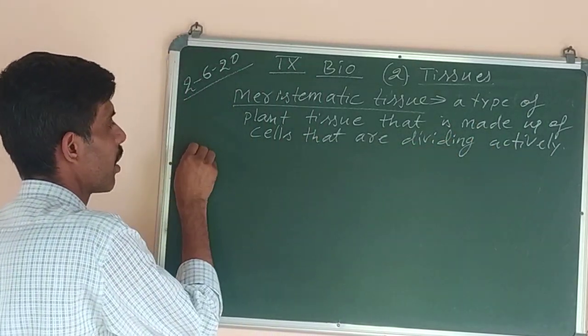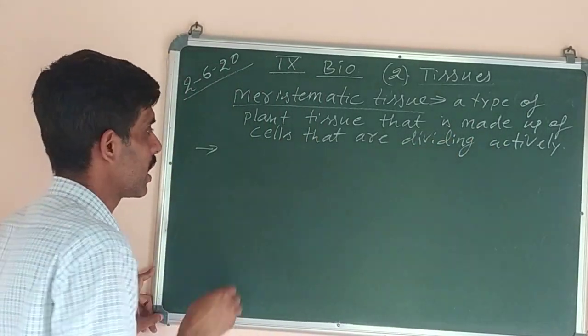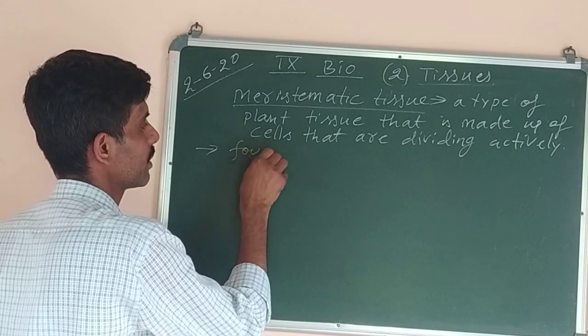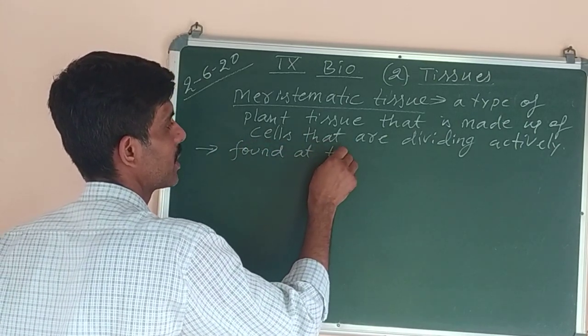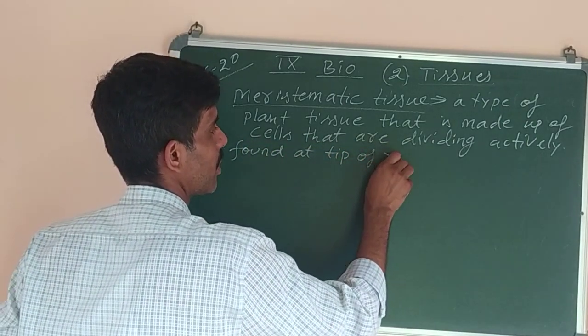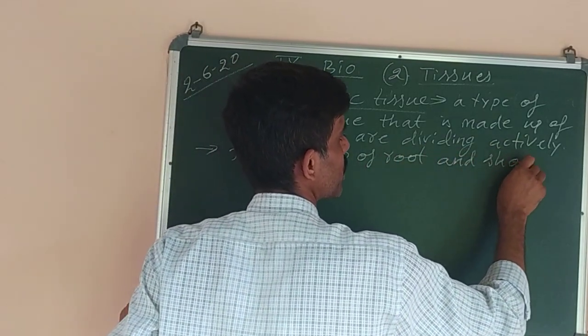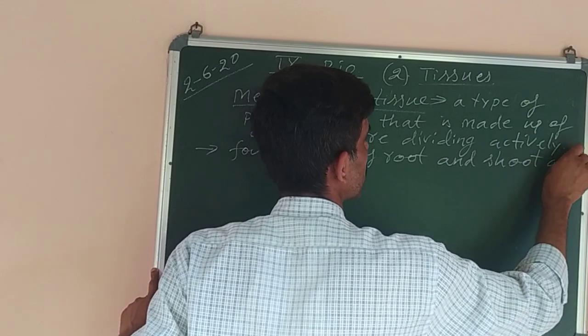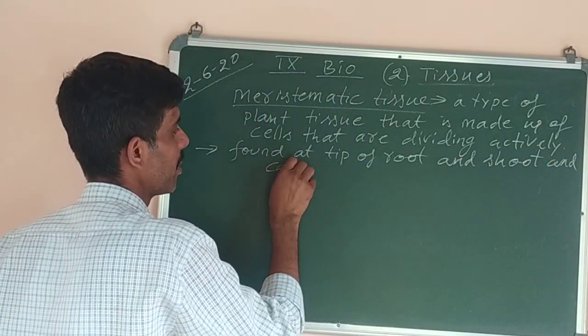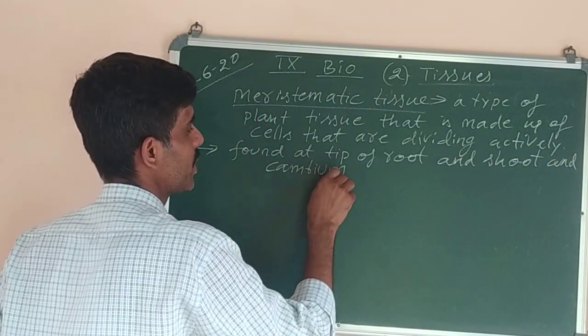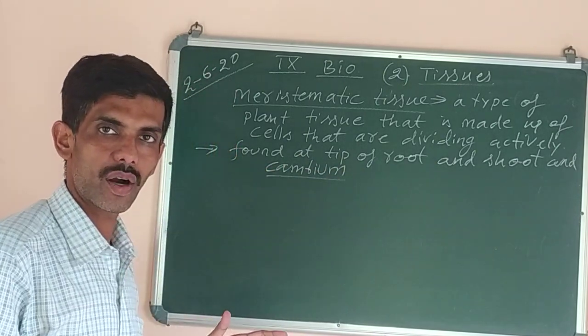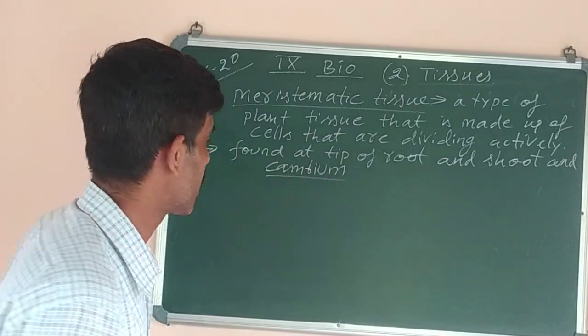Okay. Now where is it present? It is present at the tip of the root and shoot, meaning the shoot tip and root tip, as well as in the cambium. The cambium is the one which helps to increase the girth, or the diameter or thickness, of the plant.